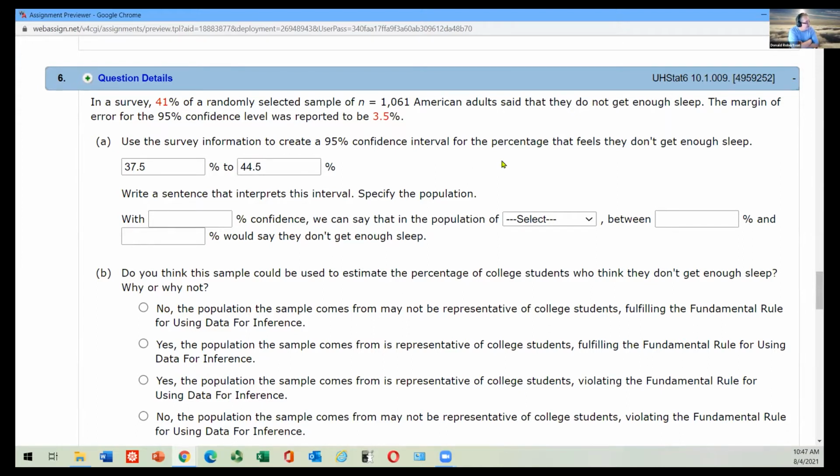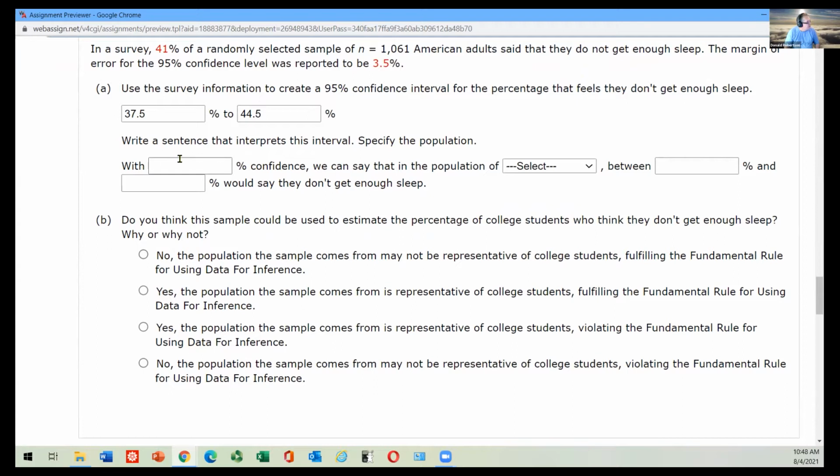So based on that sample, we are 95% confident that somewhere between this number and that number is the true answer for all American adults. So with 95% confidence, we can say that the population of American adults is between 37.5% and 44.5%.